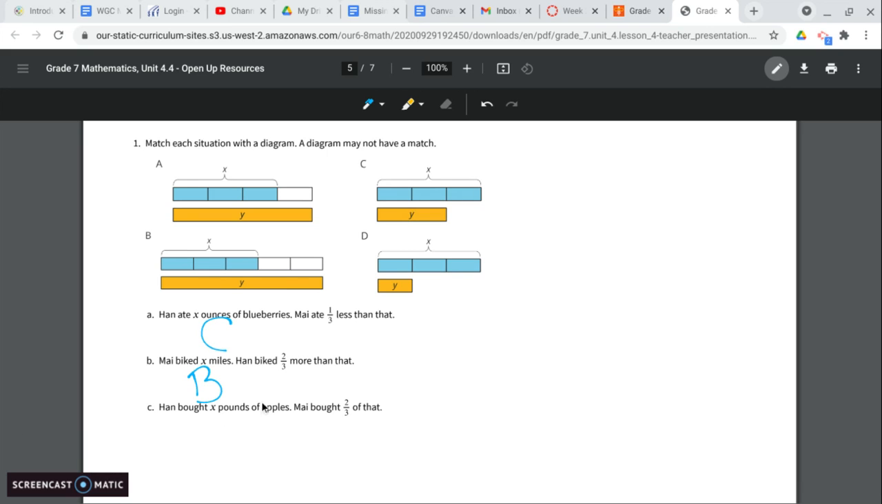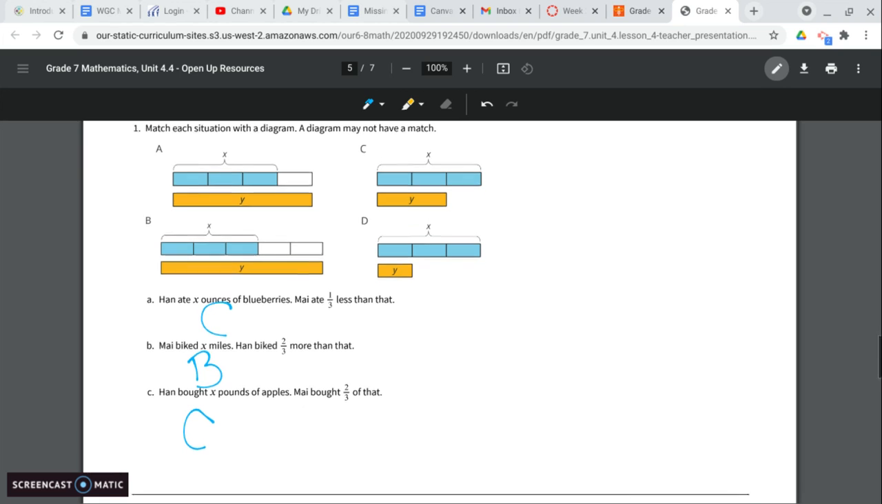All right, and the last one, Han bought X pounds of apples. Mai bought 2/3 of that. So if she bought 2/3 of the amount, that means she bought less than him, but not a significant amount less, so it's going to actually be C again, because here it's representing she has 2/3 of the amount. So the interesting thing is, diagram C can be expressed 2 different ways. Mai having 1/3 less than that, showing that it's dropped 1/3, or saying that she bought 2/3 of that, so showing it with both the subtraction and with the multiplication.